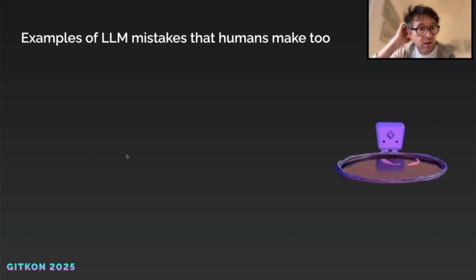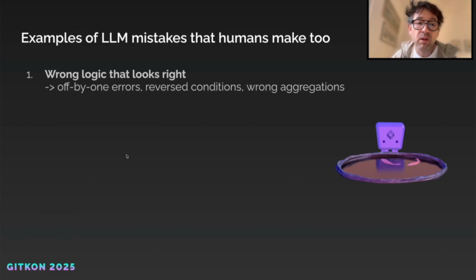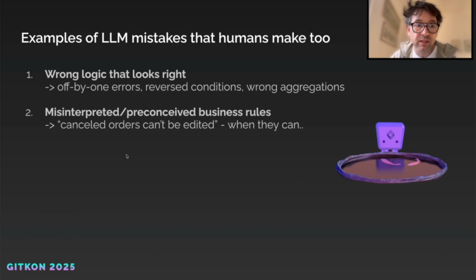Let's have a quick look at some mistakes that LLMs make that also humans make, just to level set what could go wrong when you're using AI to generate code. One is just simple logic that looks right, but is actually wrong, like off by one errors, not starting at 0 while you should be starting at 1, or ending before the end of a loop when you should be going all the way through. Reversing conditions, small mistakes that humans and AI can make just based on their training data.